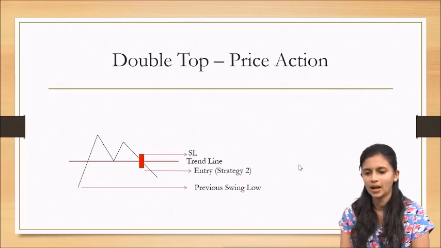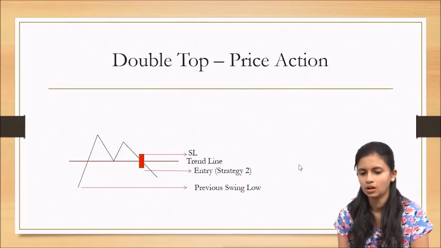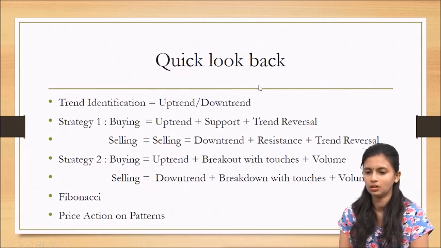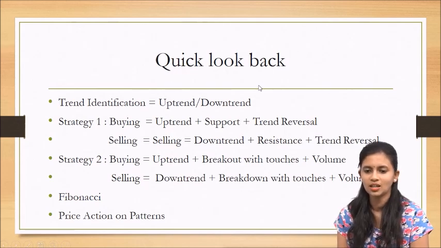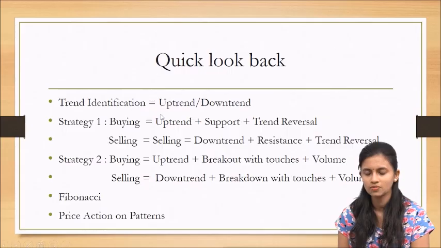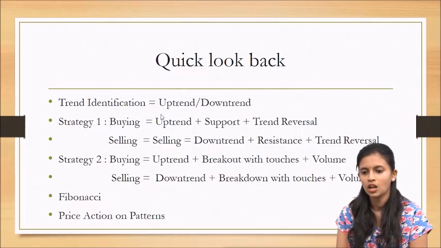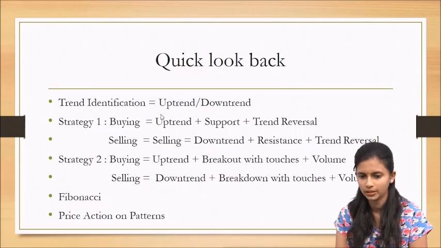So these are the patterns which we just looked at. Now let us do a quick revision. The first thing is trend identification, which is very much required for price action. The next thing we learned is how to apply strategy 1 and strategy 2. For strategy 1, if you're going for buying, an uptrend should be there, support should be there, and a trend reversal pattern should be there. If you're going for selling, then a downtrend, resistance plus trend reversal should be there.